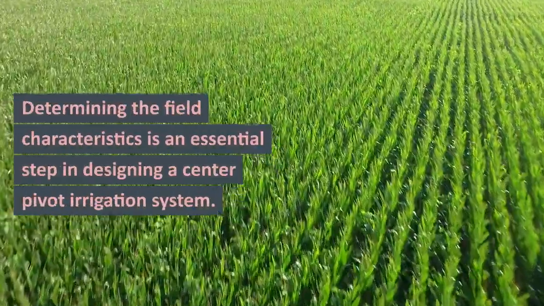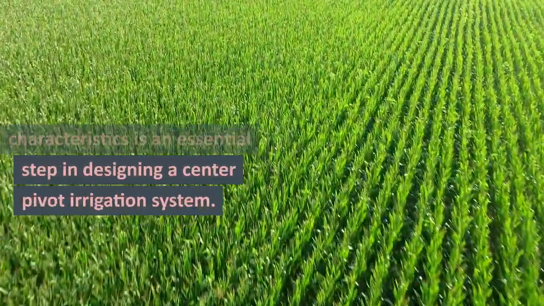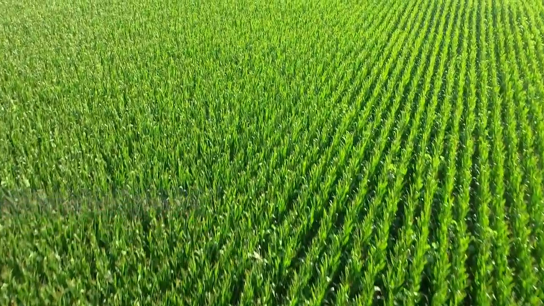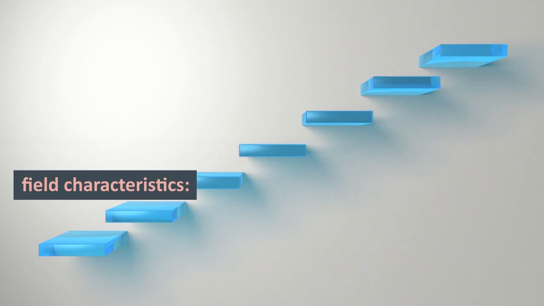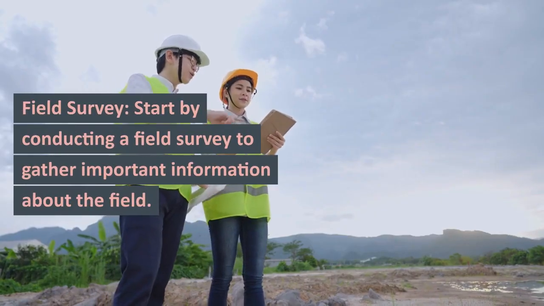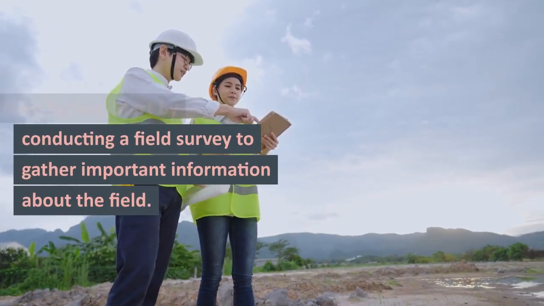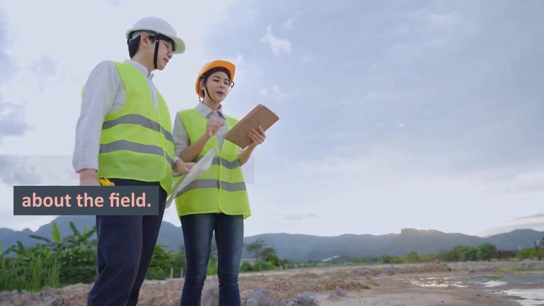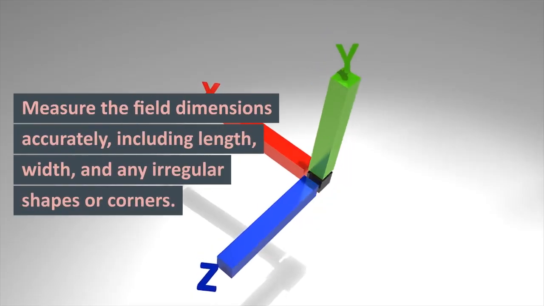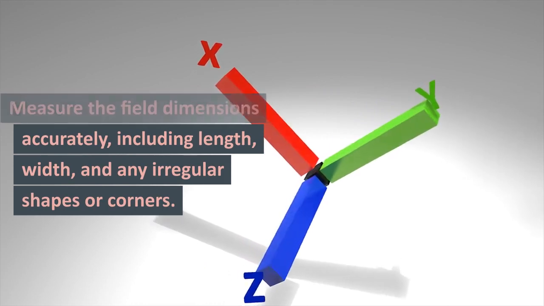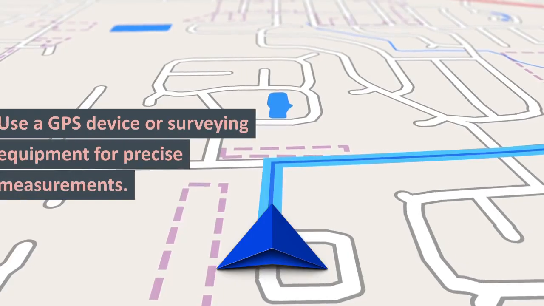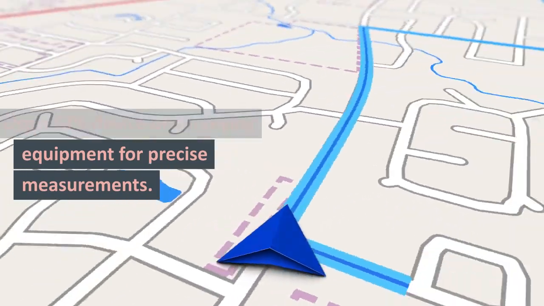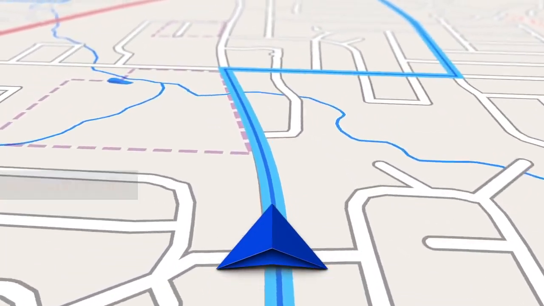Determining the field characteristics is an essential step in designing a center pivot irrigation system. Here are some steps to help you assess and determine the field characteristics. Field survey. Start by conducting a field survey to gather important information about the field. Measure the field dimensions accurately, including length, width, and any irregular shapes or corners. Use a GPS device or surveying equipment for precise measurements.